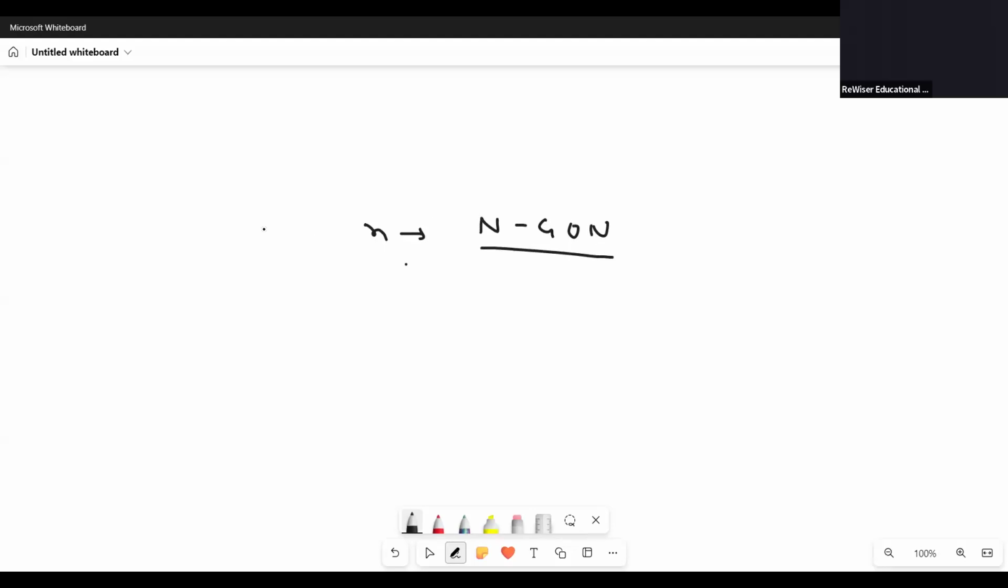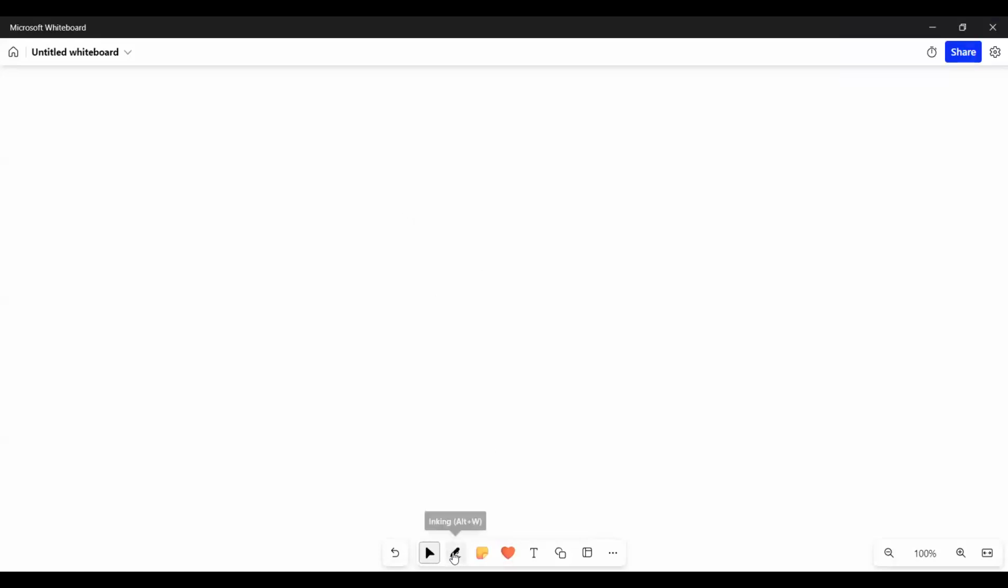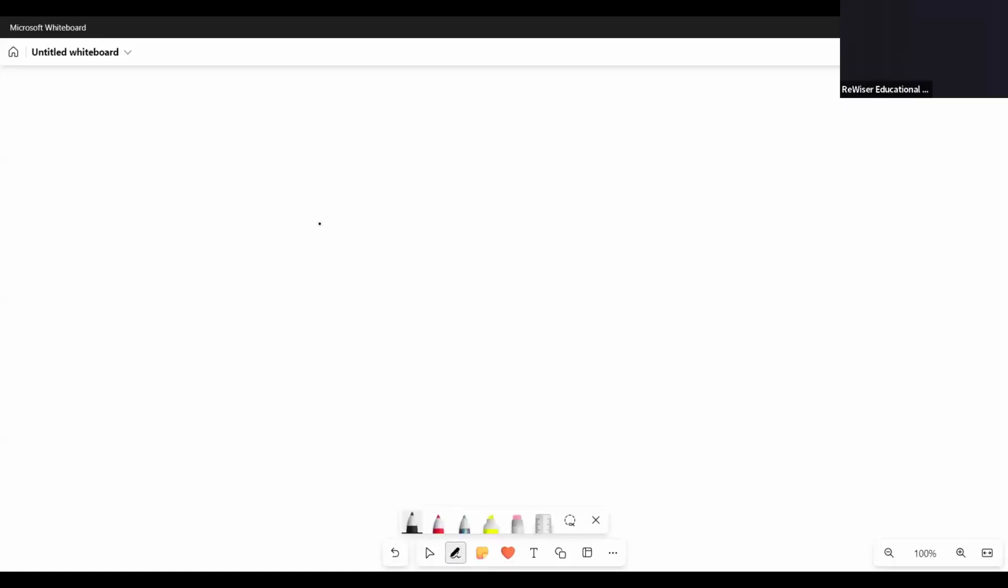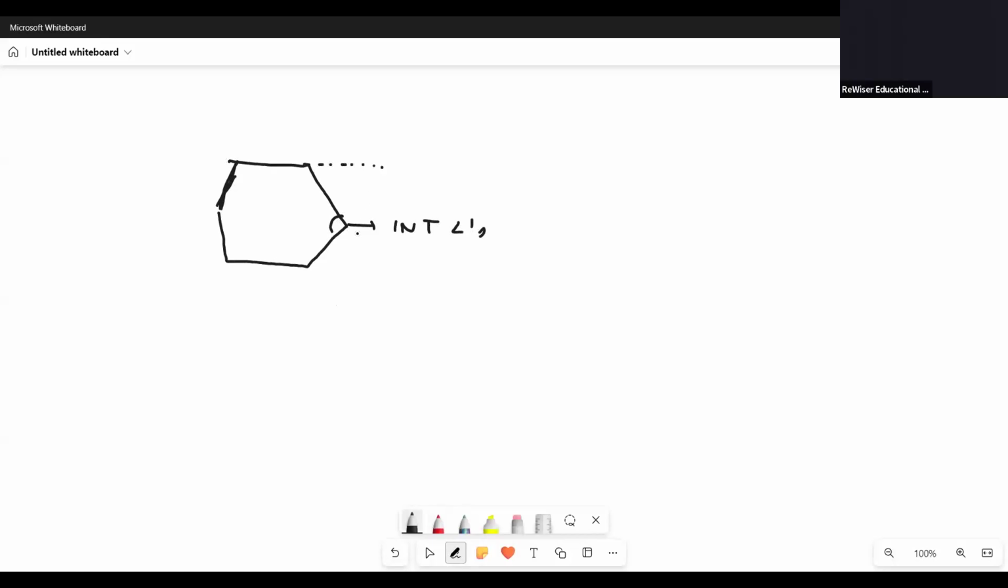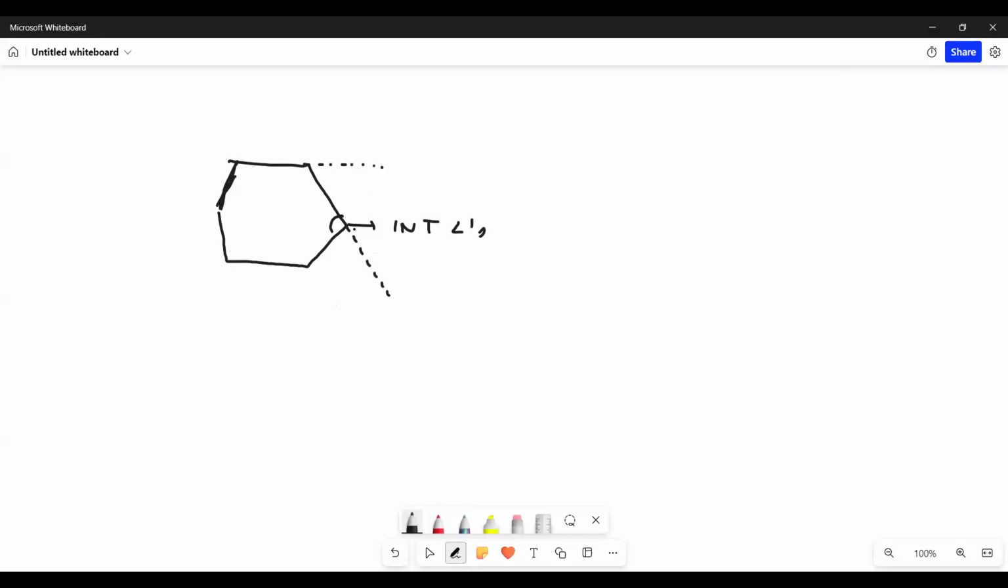Now, a few important properties of a polygon. Any polygon will have an interior angle or an exterior angle. Suppose I'm drawing a hexagon, like that. These angles are called interior angles. What is an exterior angle? If I extend the sides, these are my exterior angles.